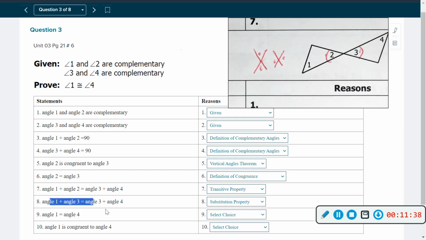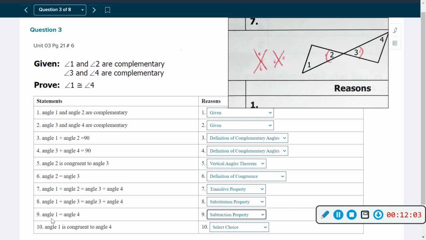Now, what changed from here, from line 8 to line 9? Well, what changed was angle 3 disappeared on both sides. And what's the best way to get from here to here? We subtracted angle 3 from both sides, so that's subtraction. Oop, almost did substitution. Be careful, they both start with S's. Okay, so that's subtraction. And finally, how did we get from 9 to 10?